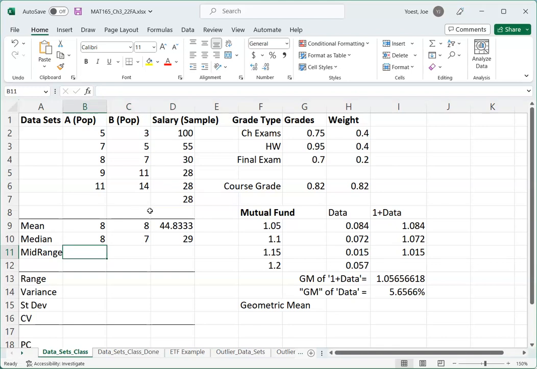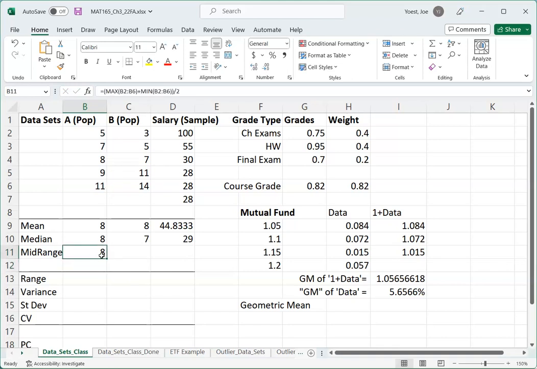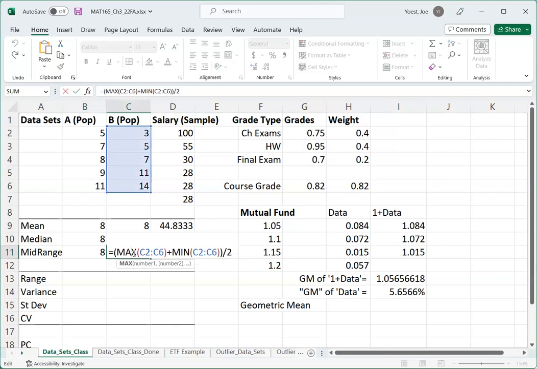And for mid-range, it's the average of the max and the min. Max and min are both Excel functions. I need max plus min over 2, but I need the max and the min in parentheses. So I'll start with 1 parenthesis. Maximum of the Ashley data plus minimum of the Ashley data. I'll close my numerator parentheses, divide by 2. And I can drag this across. I see that my Brandon data looks right.